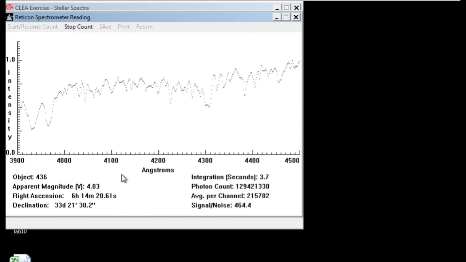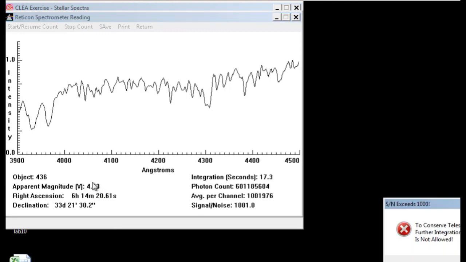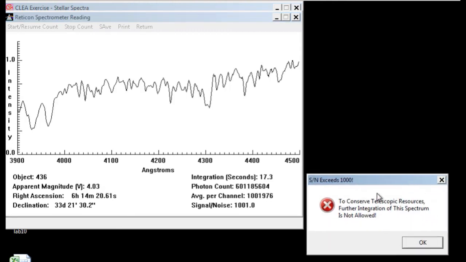All right, so on page 19, the things we want to record are the right ascension, the declination, and the apparent magnitude, which it seems is lower. Oh yes, that makes sense, right? If you know which direction larger, brighter objects appear on here. All right, to conserve telescopic resources, no further integration of this spectrum is allowed.